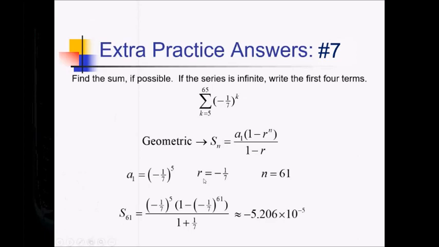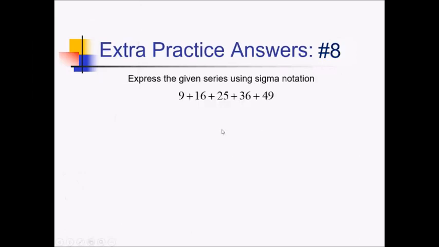On this problem, we're trying to turn this series into sigma notation. So let's start by figuring out what ties all these together. These are all perfect squares. This is 3 squared, 4 squared, 5 squared, and so on. So when I'm writing out my summand, to get perfect squares, I'm going to need n squared.